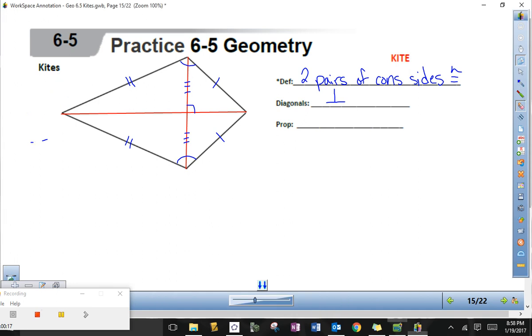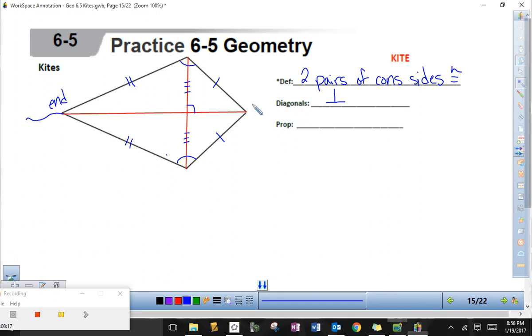So I'm actually going to draw a little string on my kite to talk about the names of these angles. This I would consider the end of my kite, where I can draw the string. So opposite is also an end. And then the other two angles, the ones that are congruent to each other, are the non-end angles. And that's my property: the non-end angles are congruent.